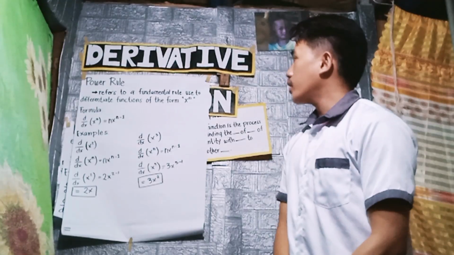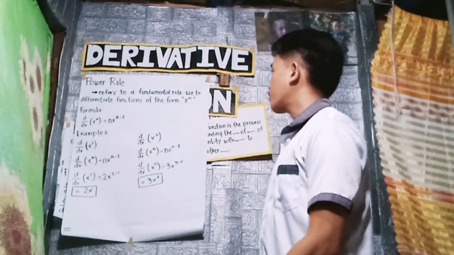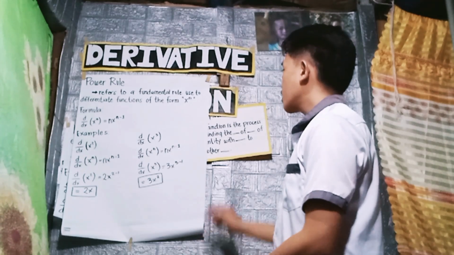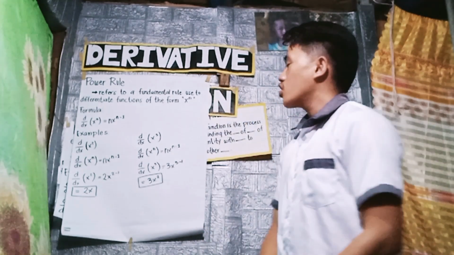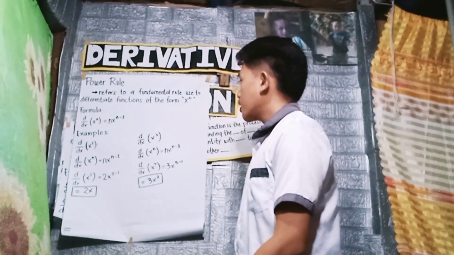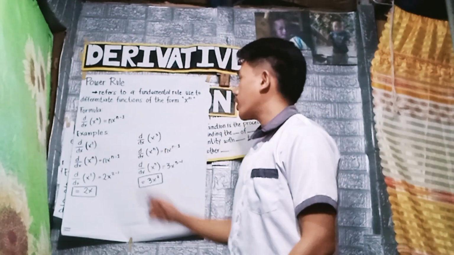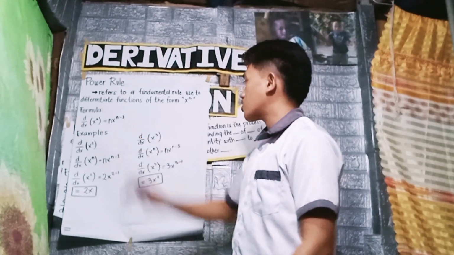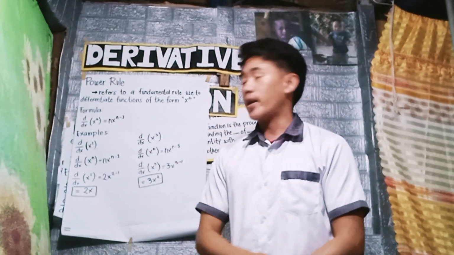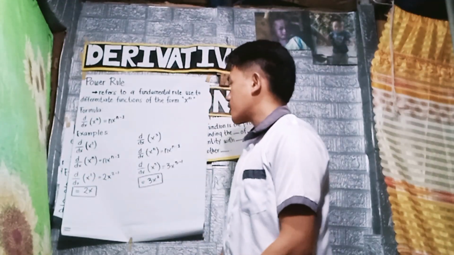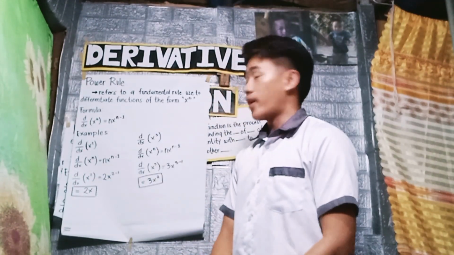So power rule refers to a fundamental rule used to differentiate functions of the form x to the raised power of n. So the formula of power rule is d over dx of x to the raised power of n equals n x to the raised power of n minus 1. So for example, we have the derivative of x squared.